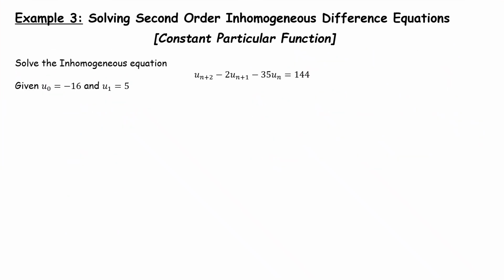So example 3, we're going to solve a second order inhomogeneous difference equation, and this time we're looking at a constant particular function. So let's take a look here on the right hand side, and we see that this is a constant. Now this is actually one that often tricks students. So we have a function in the form f of n equals c.